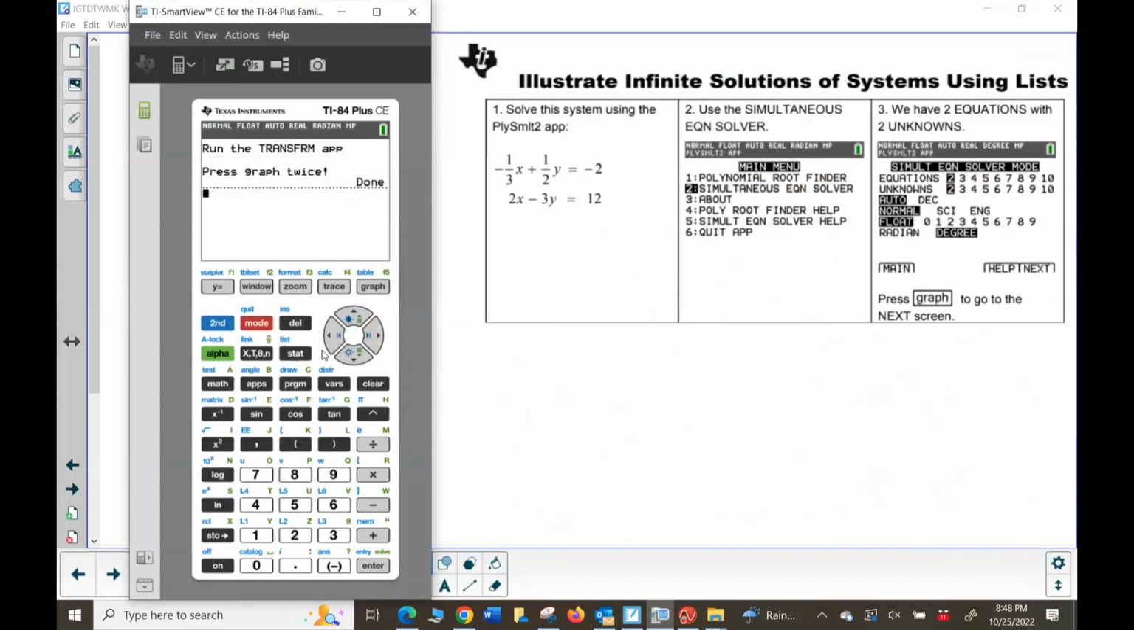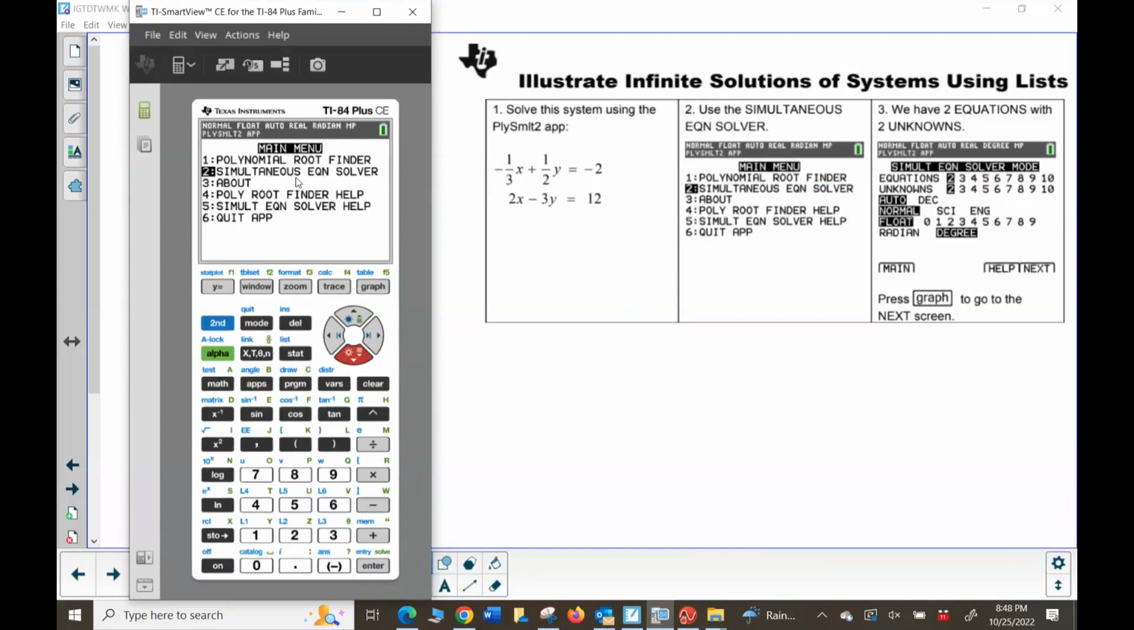Okay. So again, I'm running transform app. Let me go ahead and turn that transform app off. And always want to quit it when you're done. So I'm going to solve this system here, okay? And to do that, you can solve a system using the app called Polysimultaneous 2.